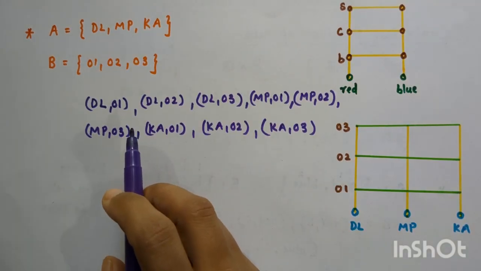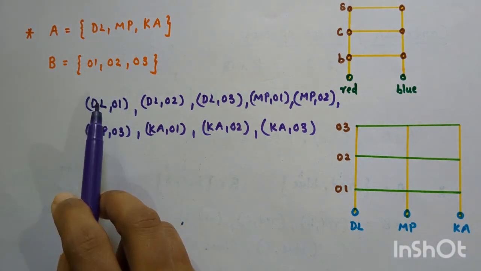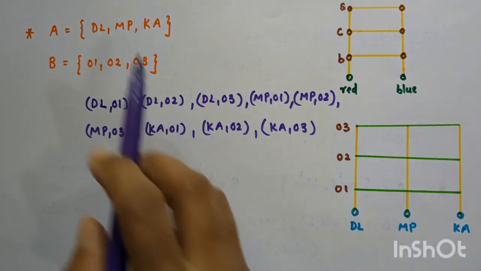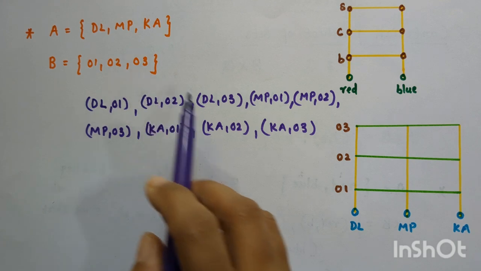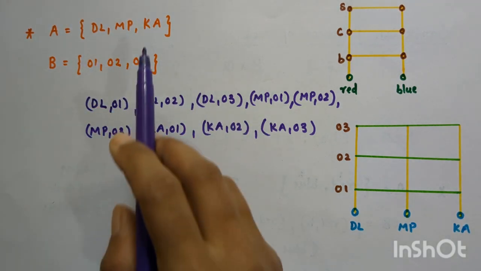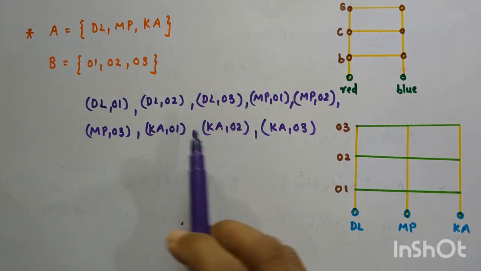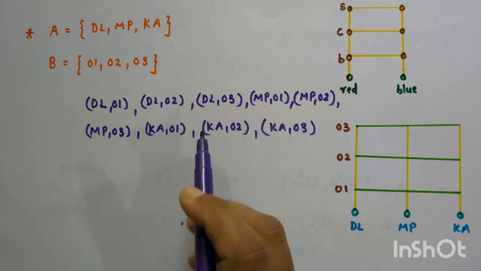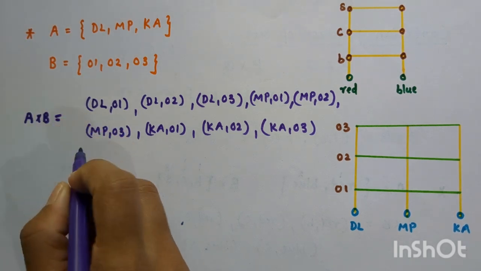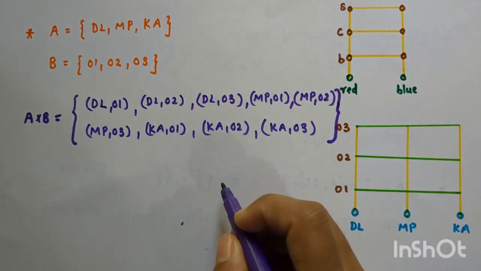So the ordered pairs possible here are what? First element in A, first element in B, that is DL01. First element in A, second element in B, that is DL02. First in A, third in B, DL03. Similarly MP01, MP02, MP03, KA01, KA02, KA03. So these are the available ordered pairs. So A cross B, the Cartesian product of A and B, will be the set of all these ordered pairs.